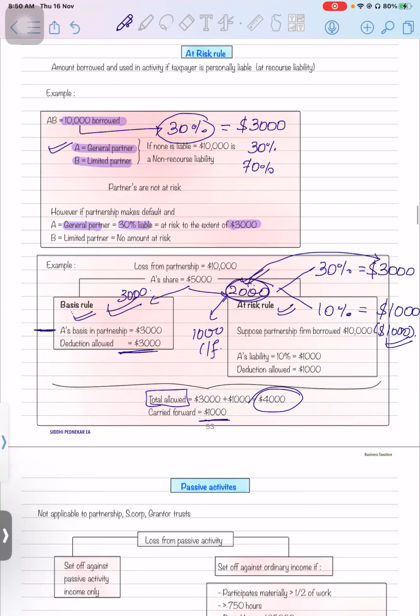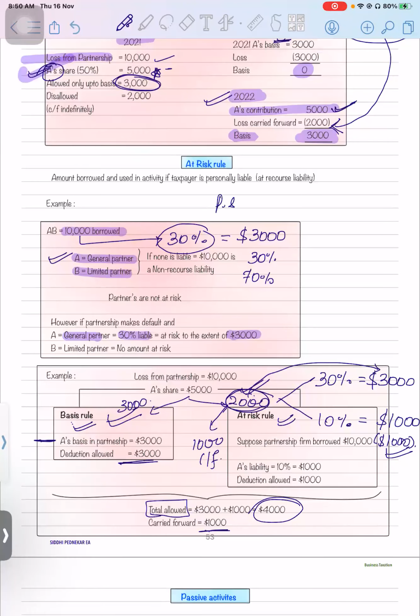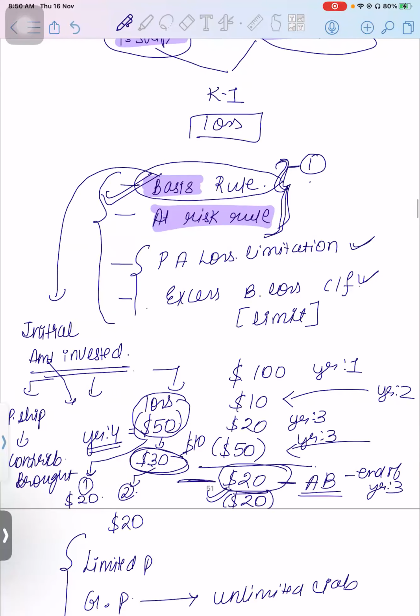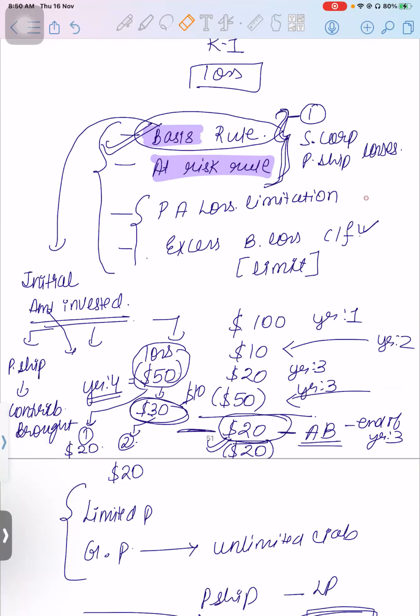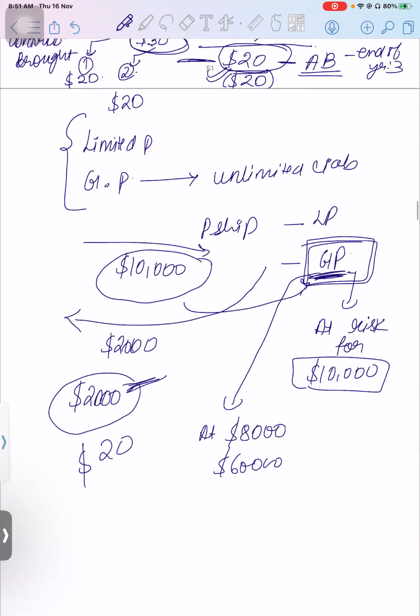This specifically gives preference to partnership and S corporation. So can I say the first two will give preference to S corp loss and partnership loss? Second preference will be given to our Schedule E loss. And the last preference will be given to Schedule C loss. Got it, guys?